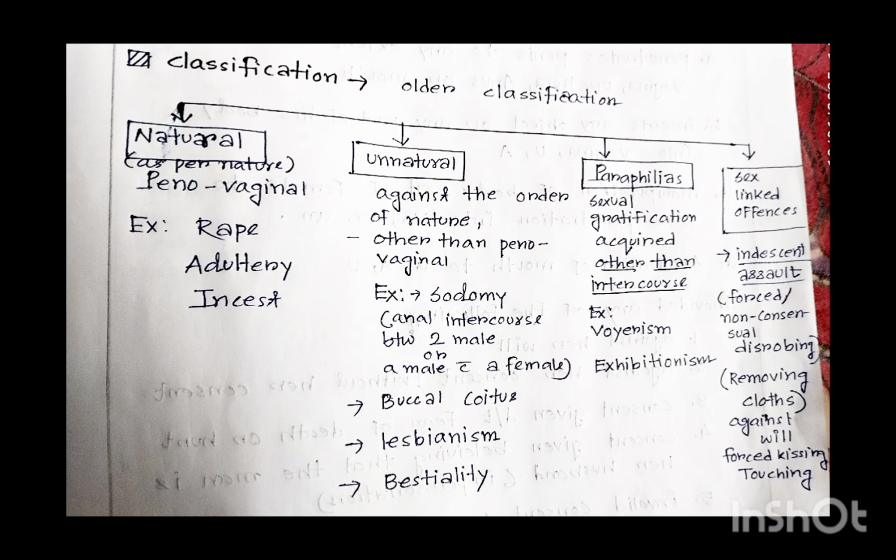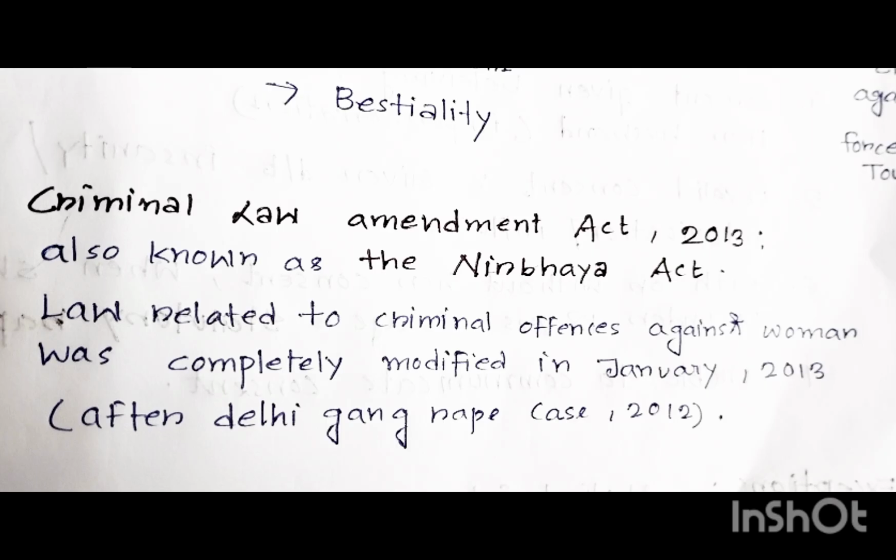Paraphilias, sexual gratification acquired other than intercourse, that is there is no intercourse. Example, voyeurism and exhibitionism. Another one is sex-linked offenses, that is indecent assault. In this, forced or non-consensual disrobing. Disrobing means removing of clothes or forcefully kissing, touching, etc. against her will.